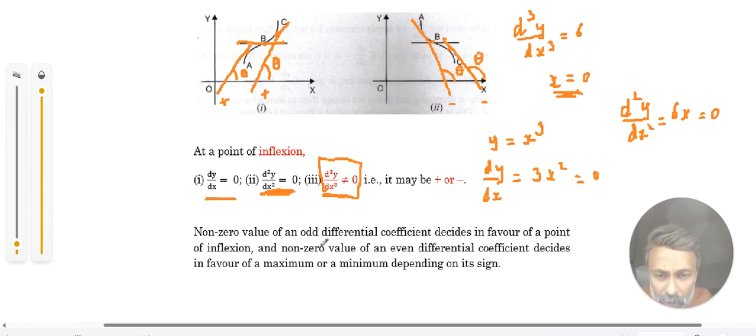We have also written here further that for all odd differential coefficients, meaning the derivative of third order, it is in favor of a point of inflection if this value of the odd differential is non-zero, like in this example it was 6. If it is not, then the answer would come in the form of maximum or minimum depending on the sign of the even differential coefficient. So for second order, if it is less than 0 then maxima, if it is more than 0 then minima.